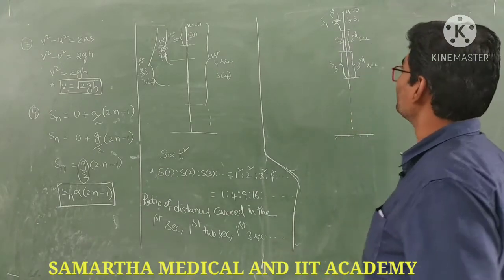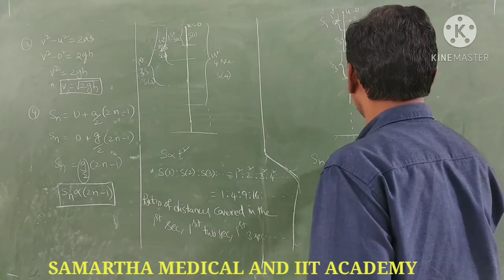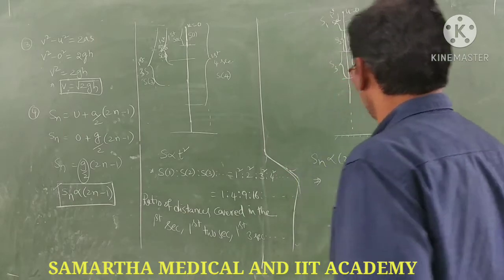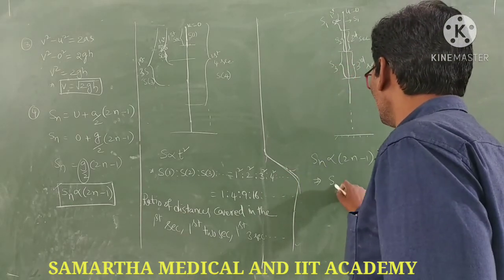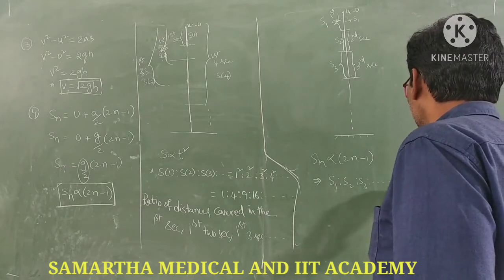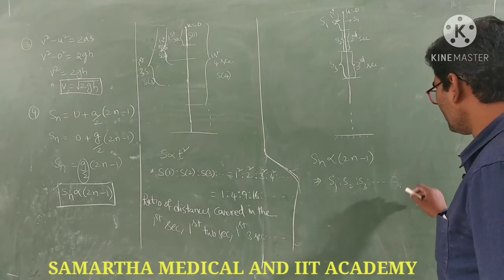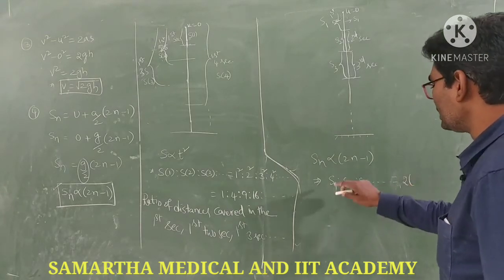Then the ratio is given by Sn directly proportional to 2n minus 1. So S1 is to S2 is to S3 is to so on, up to Sn for n seconds, is equal to 2 into S, the distance in 1 second.